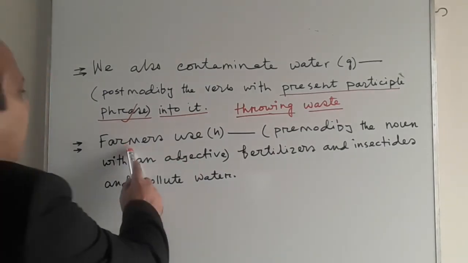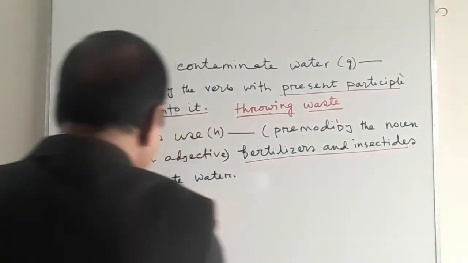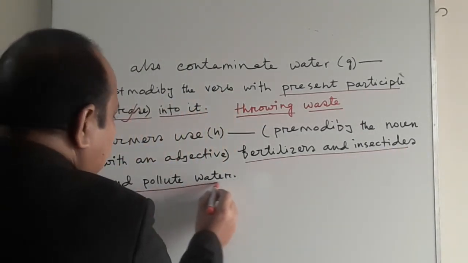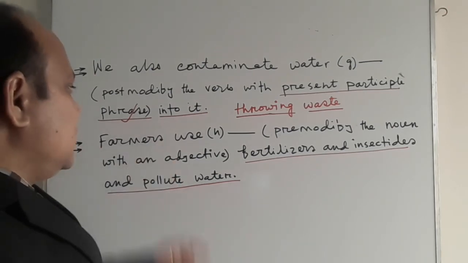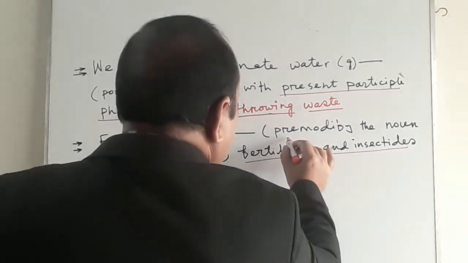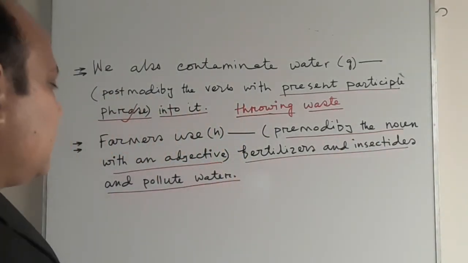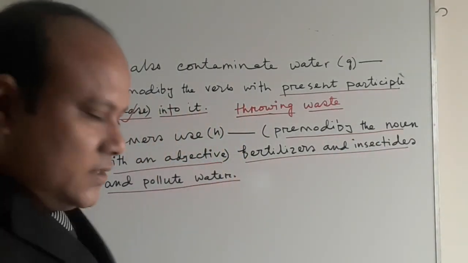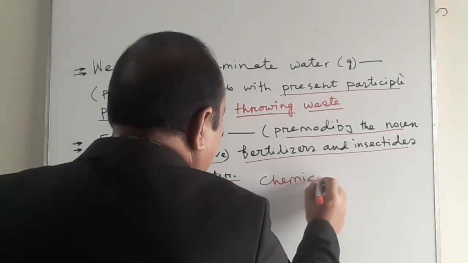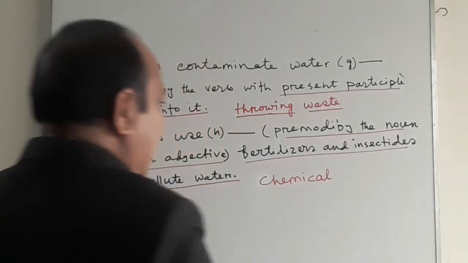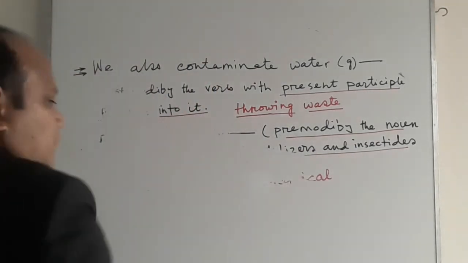Then farmers use dash fertilizers and insecticides and pollute water. So our background knowledge is, as you are instructed to pre-modify the noun with an adjective, we know farmers basically use chemical fertilizers. That's why the answer would be chemical fertilizers.